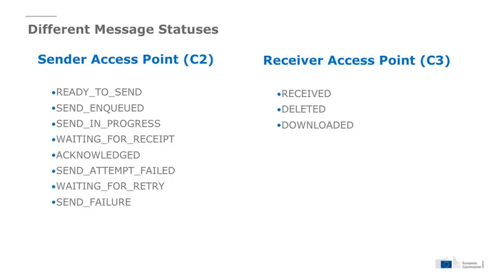For C3, there is received. This is when the message has successfully been received by C3. Deleted. Now the deletion of the message depends on the configuration stipulated in the PMode file. And downloaded. This is when C4 successfully retrieves and downloads the message from C3.